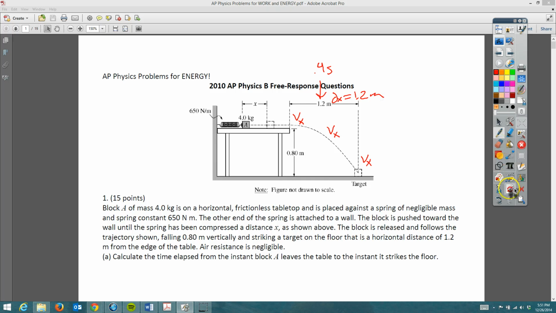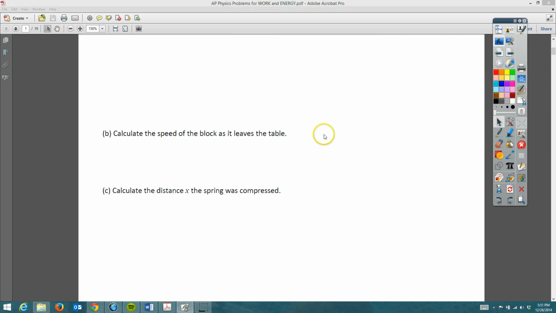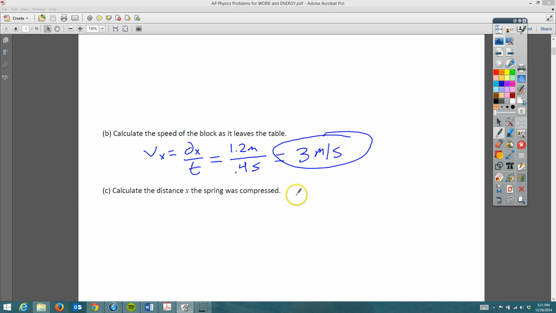So from that, we can just use our really easy equation. Vx is equal to dx over t. Vx is equal to distance in the x over time. Our distance in the x is 1.2 meters. Our time was approximately 0.4 seconds, and so we end up with 3 meters per second, and that would be our final answer.